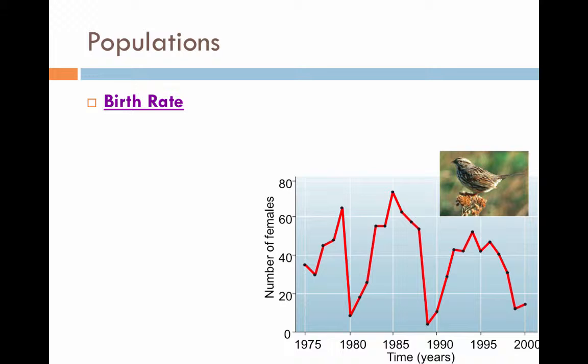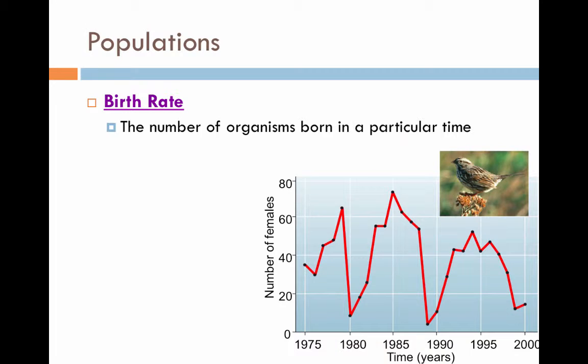Populations can change in size, and sometimes organisms are born into a population, and that is called the birth rate, the number of organisms born in a particular time. For instance, look at 1980 on this graph. In 1980, the population of birds in this case was pretty low, like maybe 10 birds. And then look at 1985, it's about maybe 75 birds. The birth rate must have increased a lot because the population increased. There are more organisms in the population in 1985 in relation to 1980. There must have been a high birth rate.